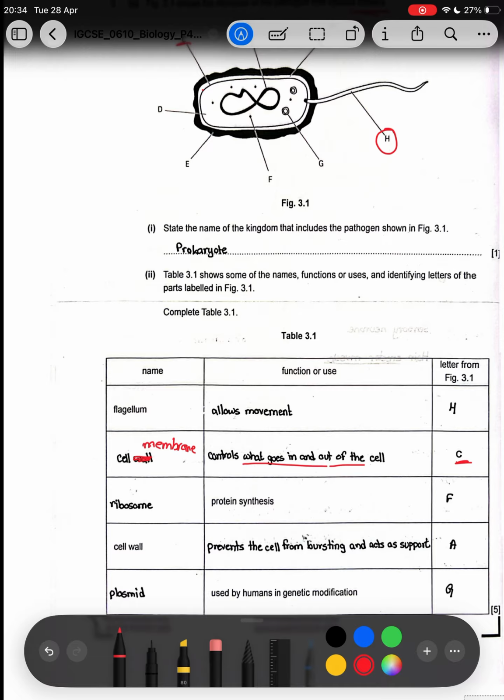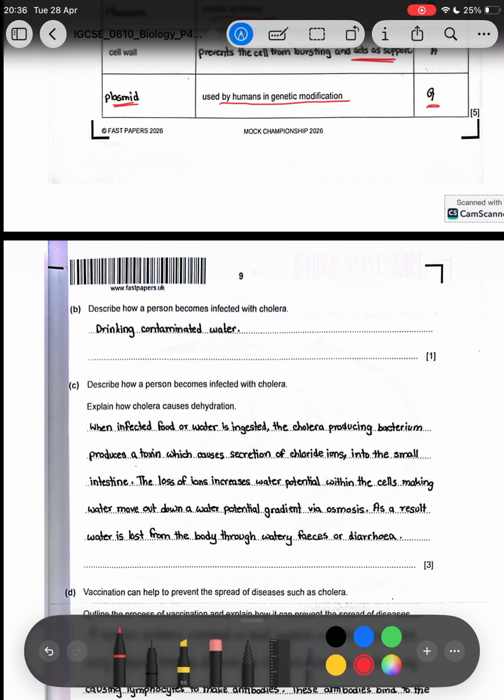And then we have the cell wall, which is A, like I said. What it does is it prevents the cell from bursting, and it acts as a support. And lastly, we have used by humans in genetic modification. In biotech, this is often needed for genetic modification, and the name of it is plasmid. It's this structure over here, and it's indicated by the letter G.